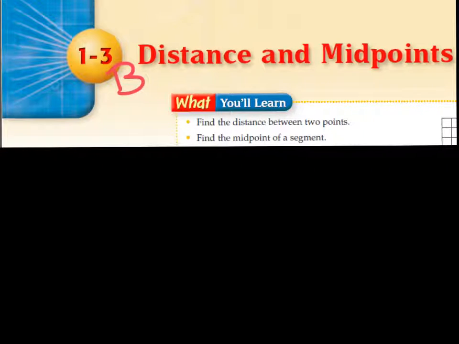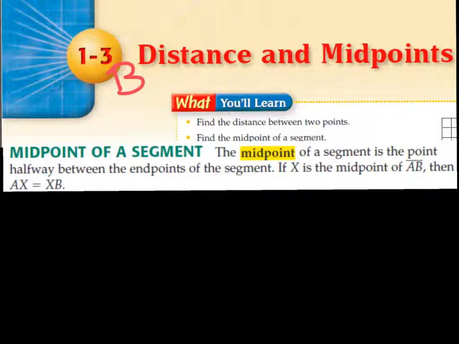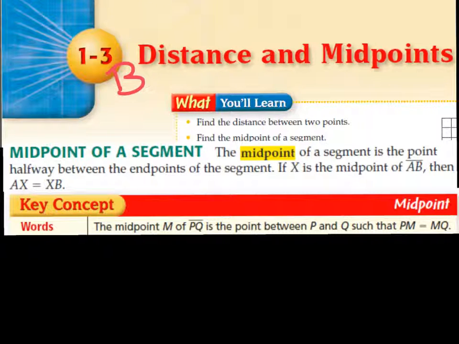In this section of Lesson 1-3, we're going to find the midpoint of a segment. The midpoint of a segment is the point halfway between the endpoints of the segment. If X is the midpoint of segment AB, then the measure of AX is equal to the measure of XB. More formally, the midpoint M of segment PQ is the point between P and Q such that PM is equal in measure to MQ.